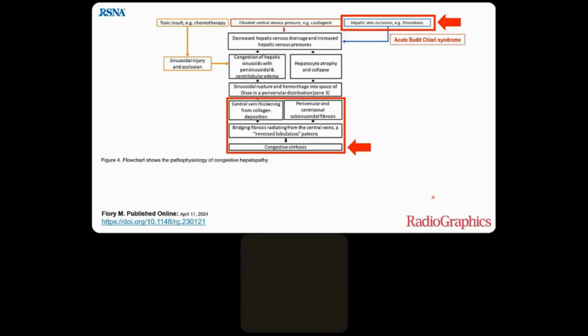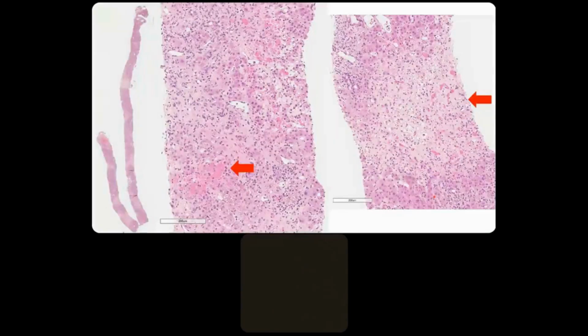Now, the reason why it's important to pick up these cases early is that chronic untreated congestive hepatopathy can progress to congestive cirrhosis and end-stage liver disease. So this is an example of a patient's liver biopsy with end-stage congestive hepatopathy.